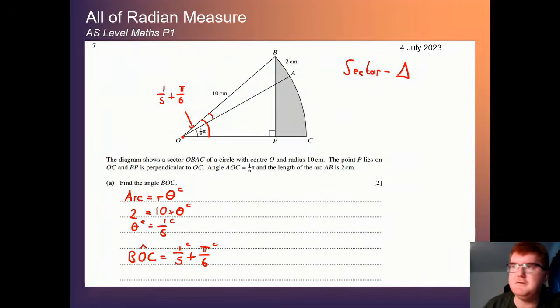I'm going to take a different approach to what I did in the previous one. I'm going to start using a half ab sine C. The point of this video is to try and show you lots of different ways of approaching the same thing. And by seeing these in action, hopefully one of these ideas will stick and make sense to you. So in order to use a half ab sine C, we need to work out the side OP here.